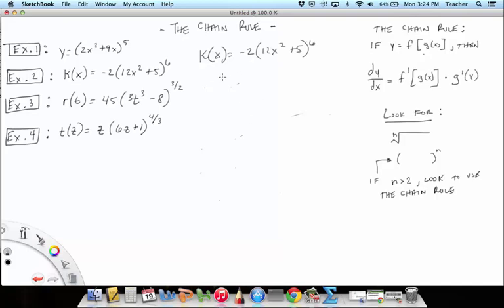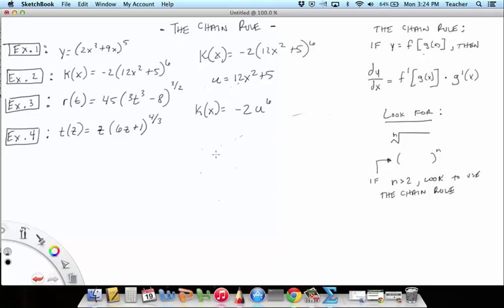Okay, so what I want to do here is the same process that I did. I'm going to see, okay, there's a function and it's taken to some power, so I'm going to call that u. U is going to be 12x squared plus 5. Then I would say, all right, I'm going to rewrite it with the u in place of my function. So now I have k of x equals negative 2 u to the 6th.